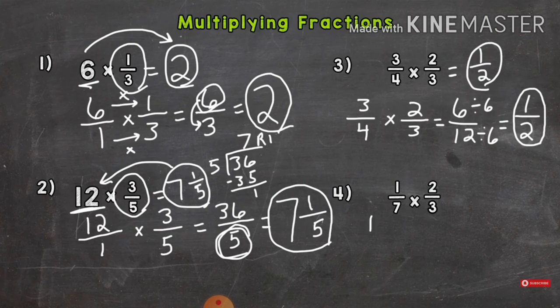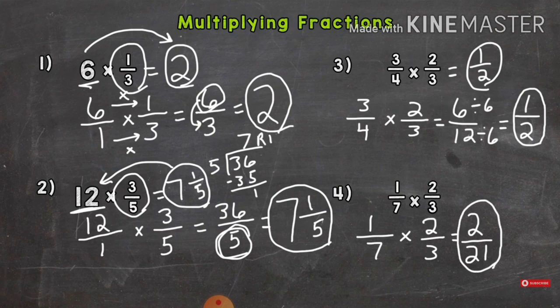All right, number 4, we have 1/7 times 2/3. Straight across, 1 times 2 is 2, and 7 times 3, 21. So we get 2 over 21. Now the only common factor between 2 and 21 is 1. So we are simplified here. That's as far as that fraction can break down. So we are done. 2 over 21.